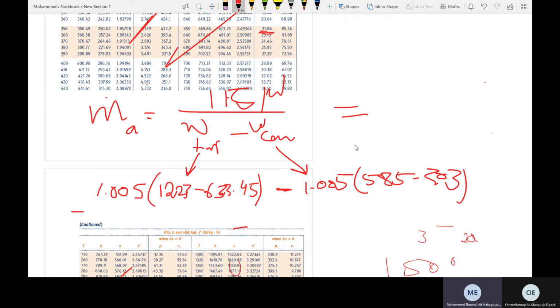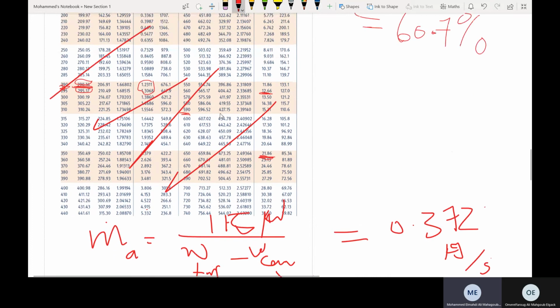And now we can get, of course, these specific heats are in kilojoules per kilogram, so no need to convert to kilowatts. The mass flow rate of air is going to be 0.372 kilograms per second. Why am I missing the units now? Okay, so what's left? Calculating Q in and Q out, then multiplying them by the m dot.